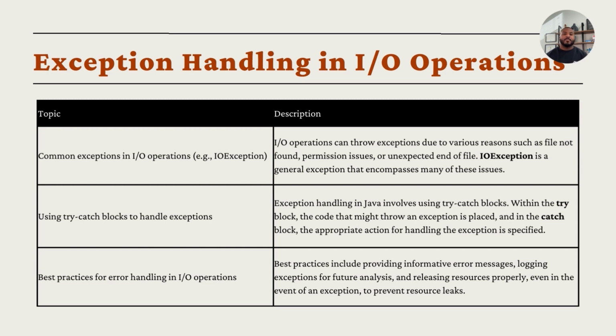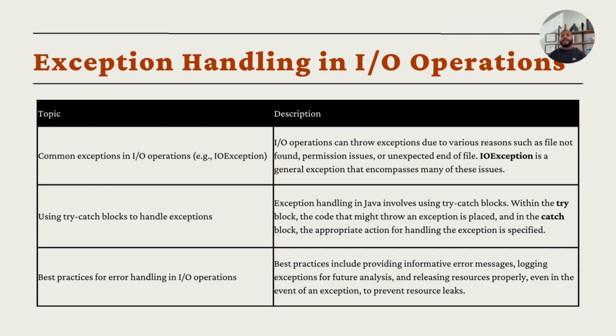IO exceptions is a broad exception that encompasses various issues like file not found, permission problems, or unexpected end of file. So, being aware of these exceptions helps developers anticipate potential problems in their programs. When it comes to handling exceptions, Java provides the try catch mechanism. So, within this try block, developers place the code that might throw an exception. If an exception occurs, the program transfers control to the corresponding catch block, where developers can specify the actions needed to respond to the exception.